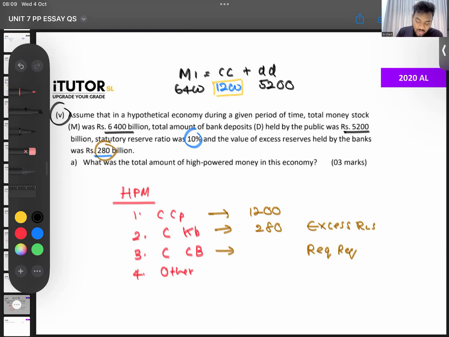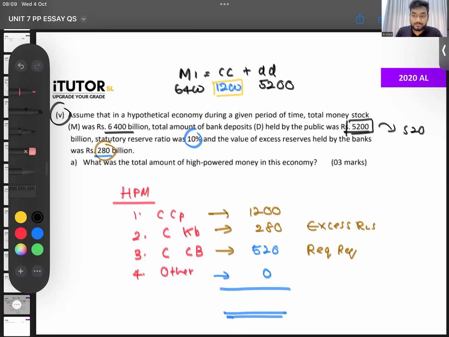So how much is our required reserve? SRR is 10%, deposits are 5,200. So how much is 10% of 5,200? 10% of 5,200 has to be 520. So they would have deposited 520 there. Are they talking about other government agency deposits? No, nothing like that. So that is 0.